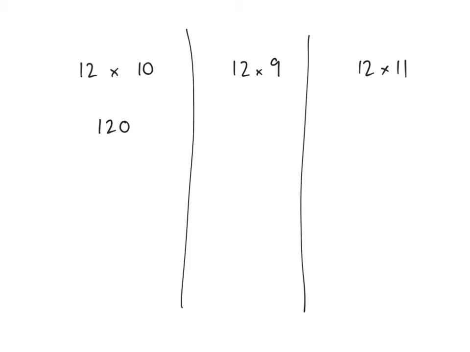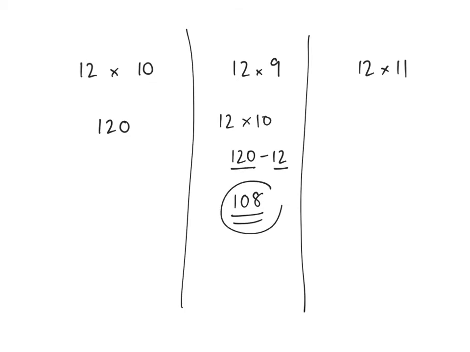And that helps you if you want to multiply something by 9 or if you want to multiply something by 11. So for instance, to do 12 times 9, what I will do is I will do 12 times 10, which I know is 120, and then I will take a 12 off. Because I don't want 10 lots of 12, I want 9 lots of 12. So I work out what 10 lots of 12 are, then I take 1 lot of 12 off, which gives me the answer 108.